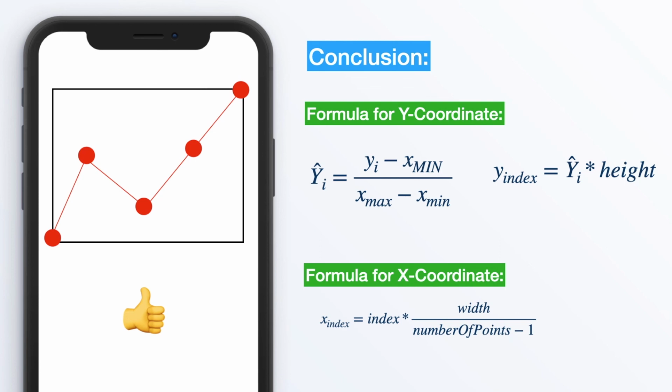So in conclusion, the formula for the y-coordinate is as follows. To get the factor between 0 and 1, we just take that price, subtract the minimum price in the whole data set from it, and divide it by the maximum of the data set minus the minimum of the data set. And to get the actual y-coordinate, we simply multiply this factor that is between 0 and 1 times the height. So the formula for the x-coordinate, remember we always index starting from 0. So we simply say index times the width divided by number of points minus 1.